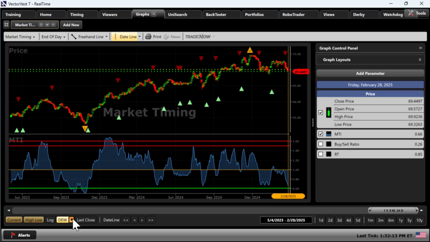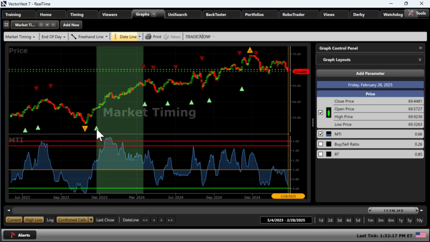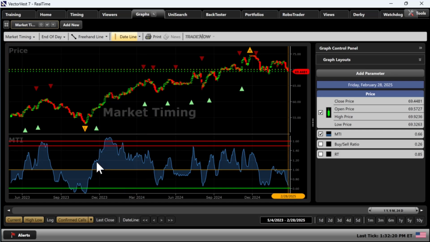And if we take a look at the confirmed call, this is a more conservative market timing signal. We can see that the confirmed call signal was given when the MTI was clearly in positive territory, looking for that sustainable uptrend. Nice run here until we got the confirmed down situation.